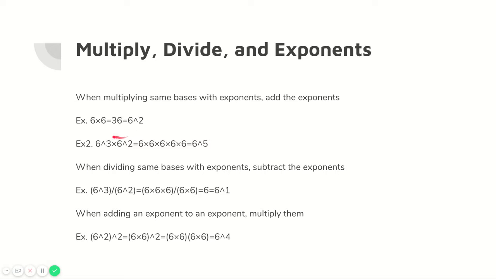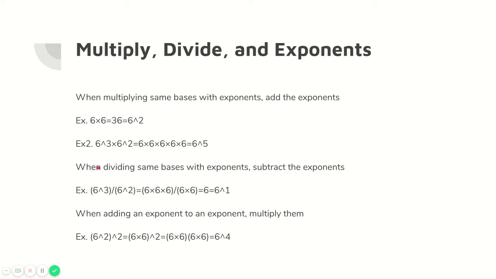However, much more visible, we see that 6 to the power of 3 times 6 to the power of 2 isn't going to be 36 this time. We can see that if we expand this, we have 6 times 6 times 6, which is the first one, times 6 times 6, which is the second one, we have 6 to the power of 5, which is 3 plus 2.